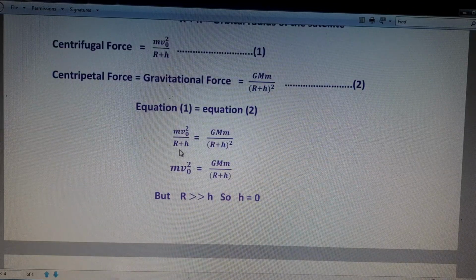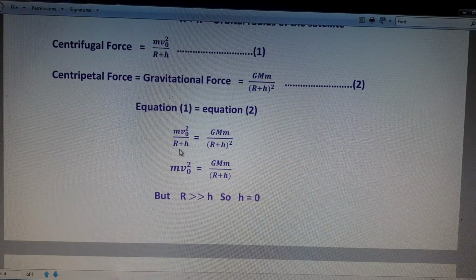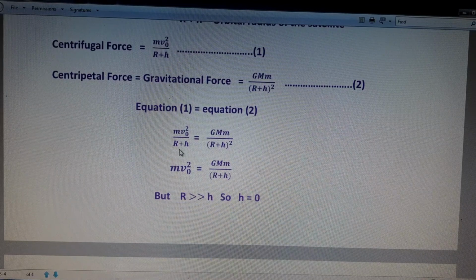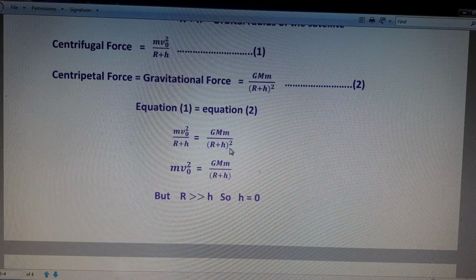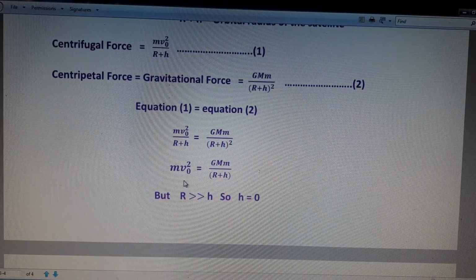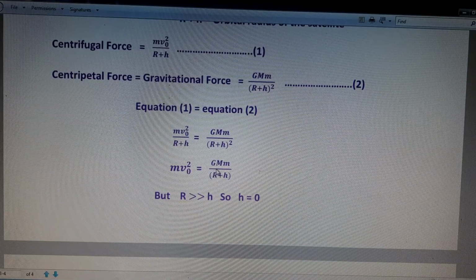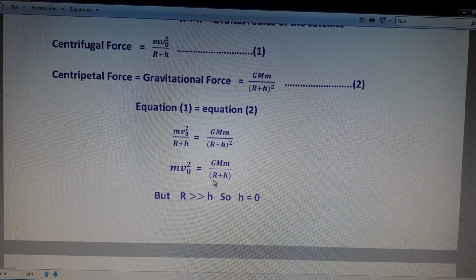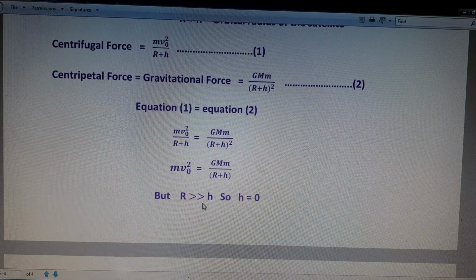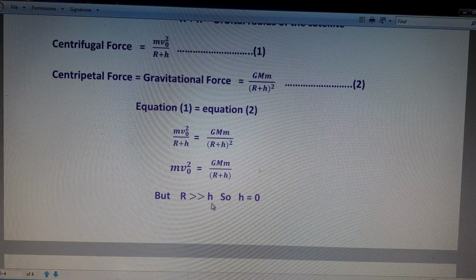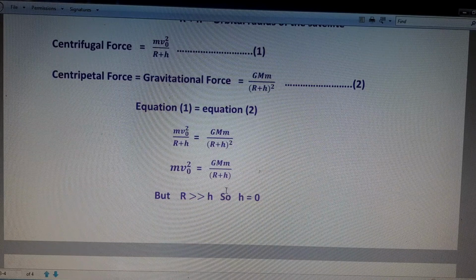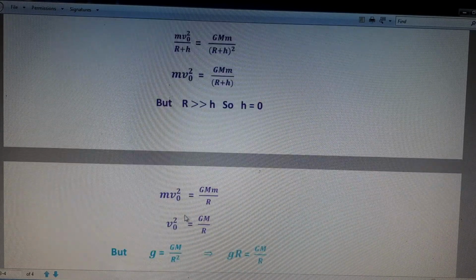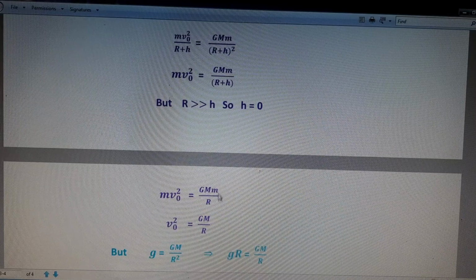So we can write m v0 squared by r plus h is equal to G M m by (r plus h) whole squared. So we can cancel r plus h on both sides. So we can write m v0 squared is equal to G M m by r plus h, but the radius of the earth is greater than the height of the satellite from the earth, so r is greater than h, so h will be a negligible term, so h is equal to 0. When h is equal to 0, substituting in the above equation, we can write m v0 squared is equal to G M m by r.